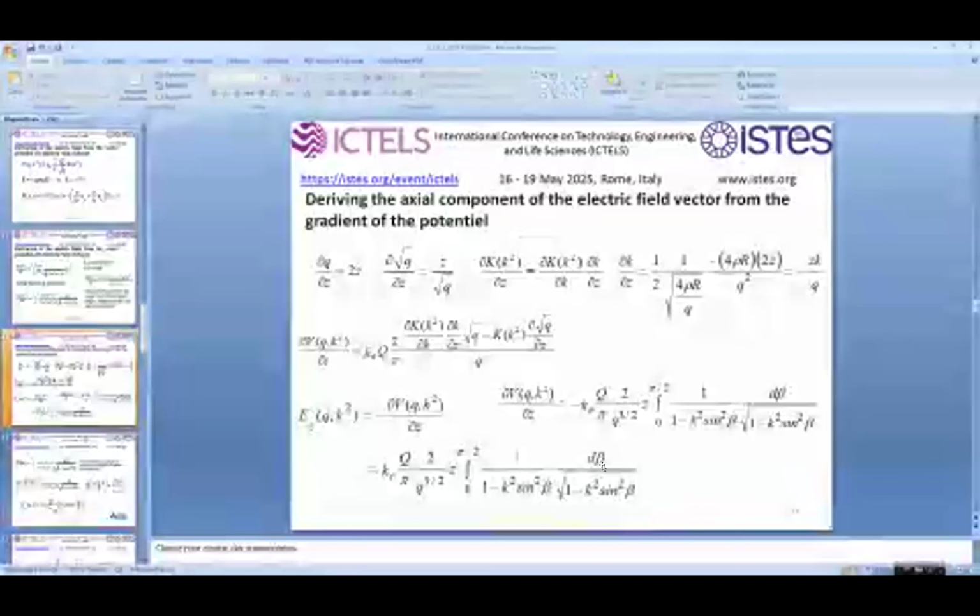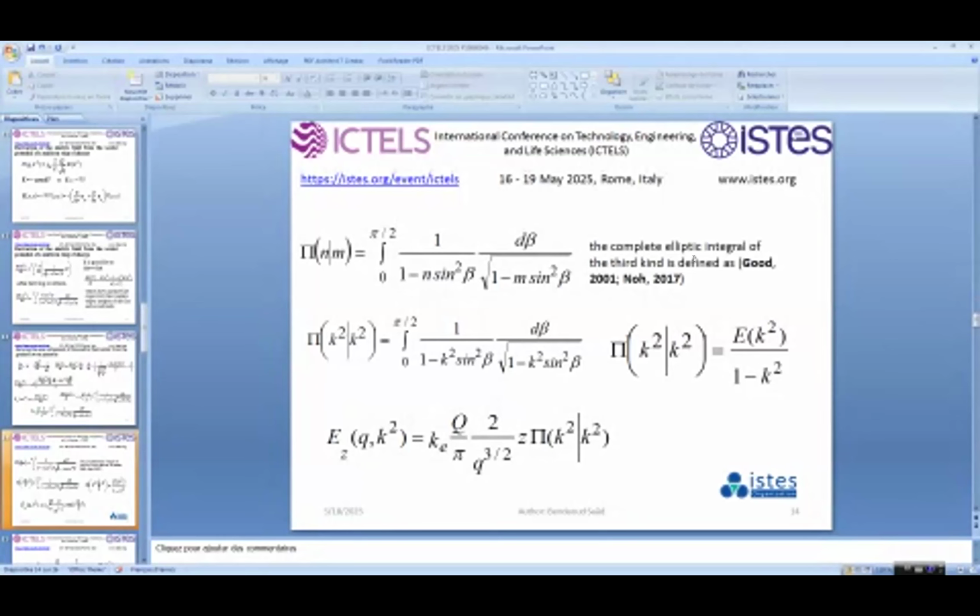This function is now the complete elliptic integral of the third kind.